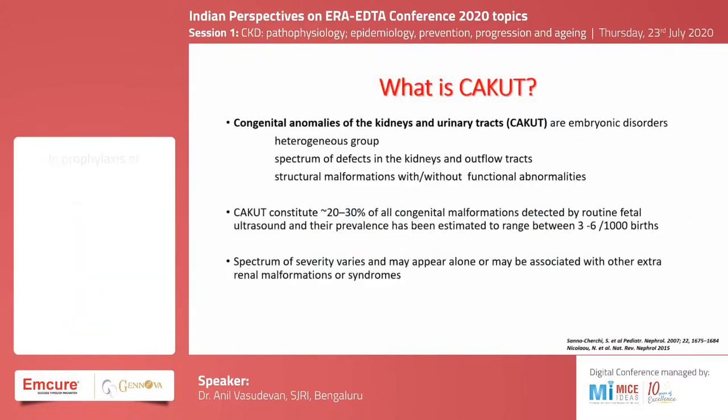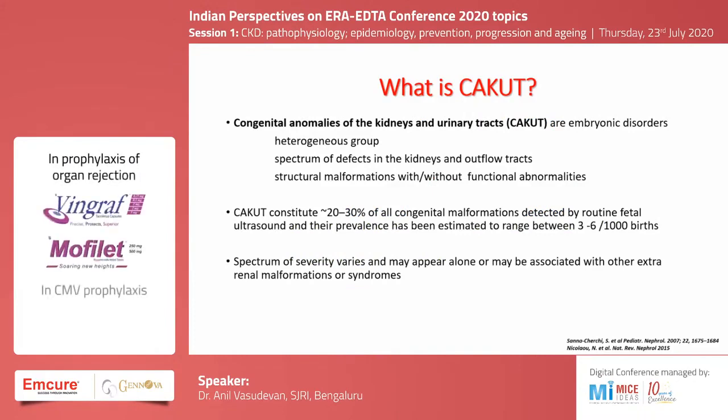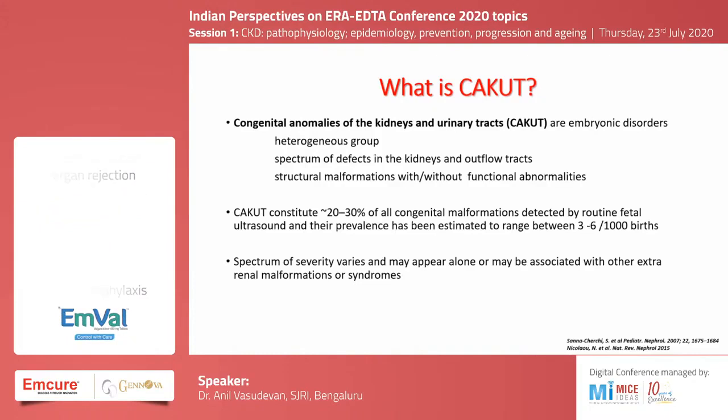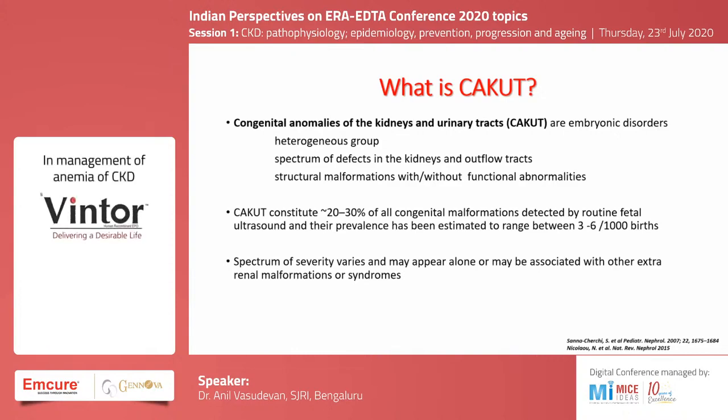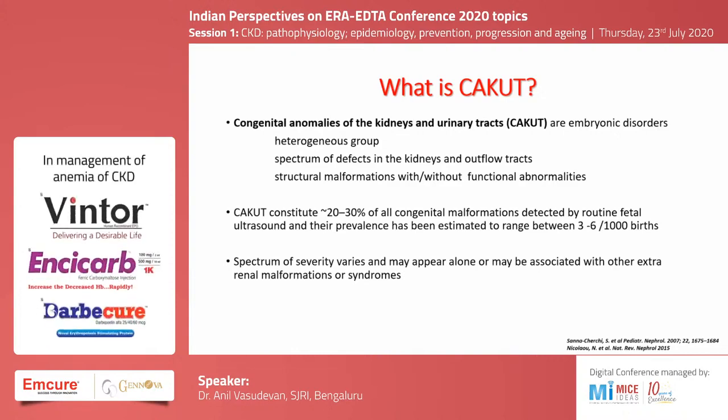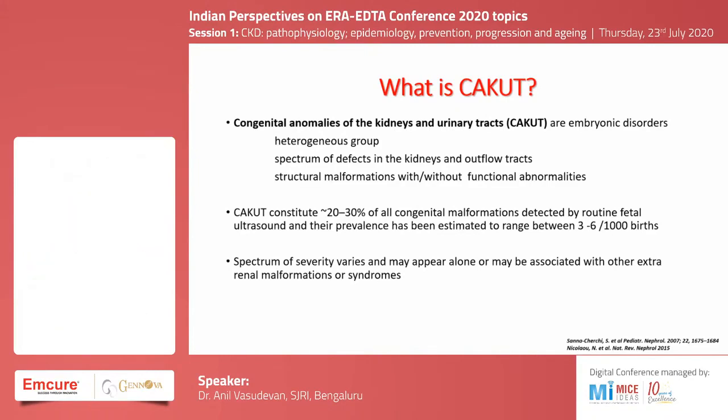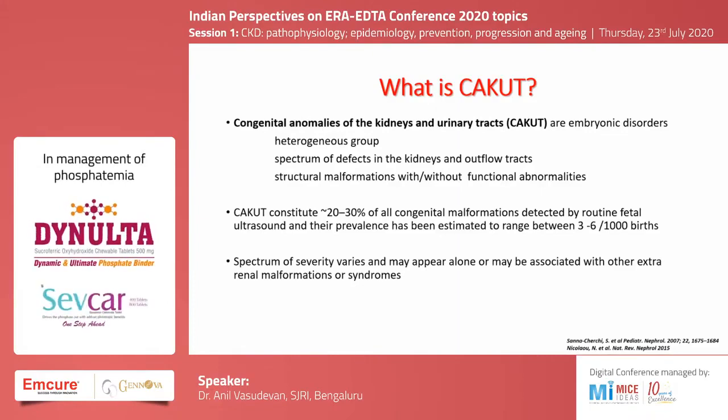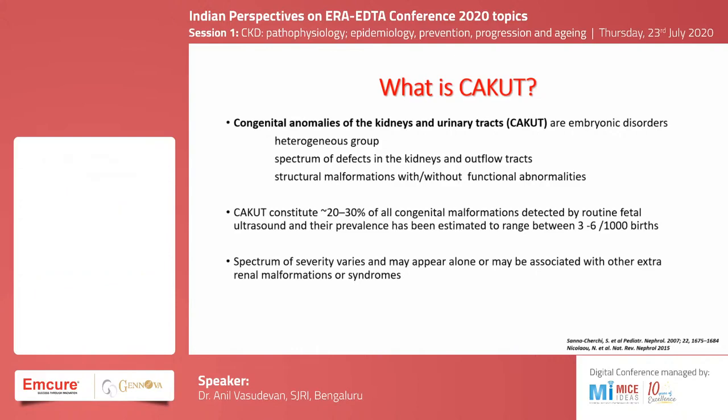CAKUT is a term that has been used for the last decade or so, an umbrella term for a spectrum of renal anomalies, not only of the kidneys but also the urinary tract, and they're usually structural. Many of them are functionally normal, but in a subset it could be functionally abnormal. They represent one of the most common congenital malformations detected by fetal ultrasound, with an estimate ranging anywhere between 3 and 6 for every 100,000 births.